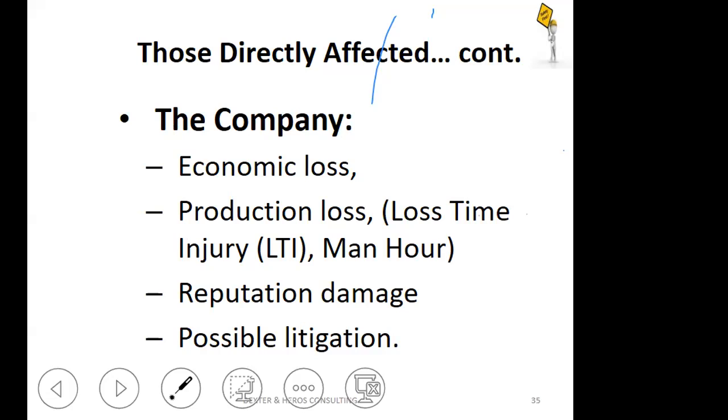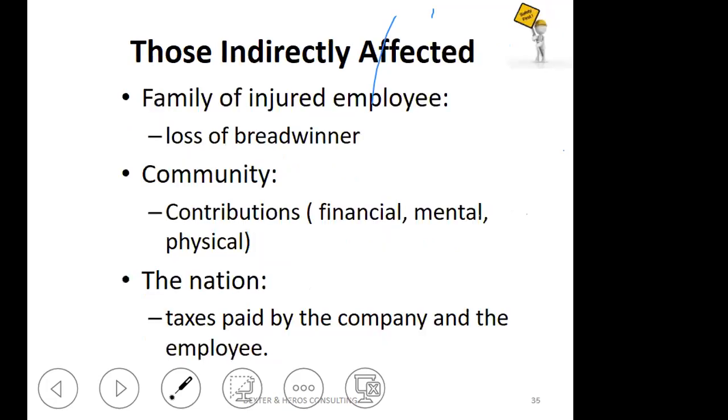Once it is 1 hour, we make comment like we've lost 1 man hour. We've lost 2 man hours. We've lost 3 man hours. And it's equivalent to production loss. Reputation could be damaged. That's how the company is affected. And there may be possible court cases here and there. Some people are affected indirectly. Who are they? The family of the employees, the community, and the nation may also be affected indirectly.